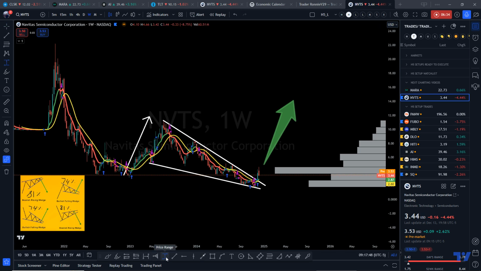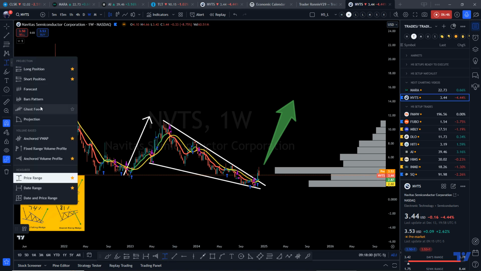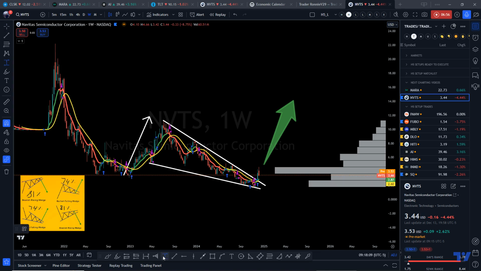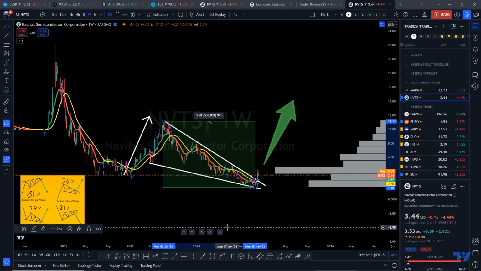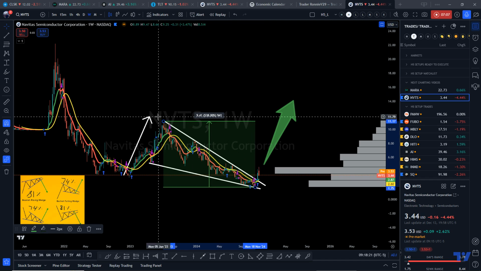So to identify a measured move, typically for any charting pattern, what I like to do is turn on the magnet. I like to go on the price action here. It's the fifth one down in this toolbar, the measure, right? This is how I measure my price, measured moves on the price range, and then measured time frame on the date range. You're going to come in here, and you're just going to go to the bottom of the wedge up to the top of the wedge.